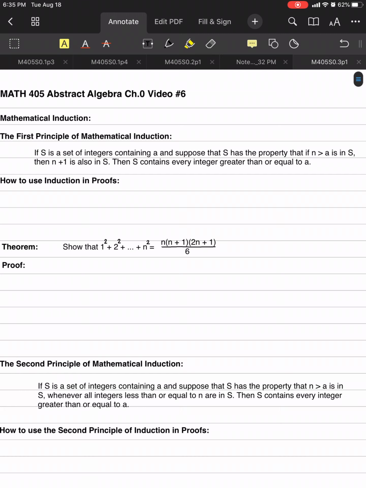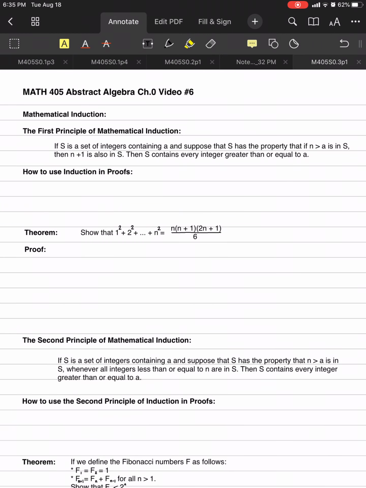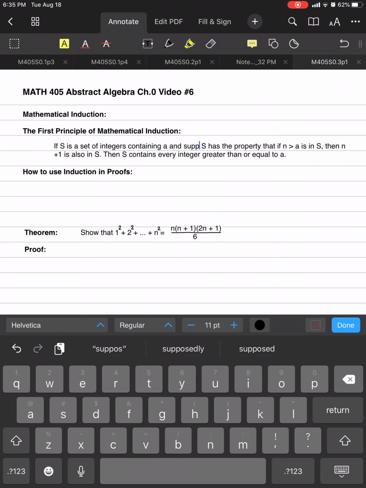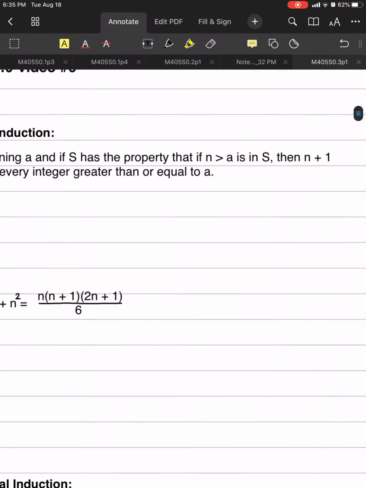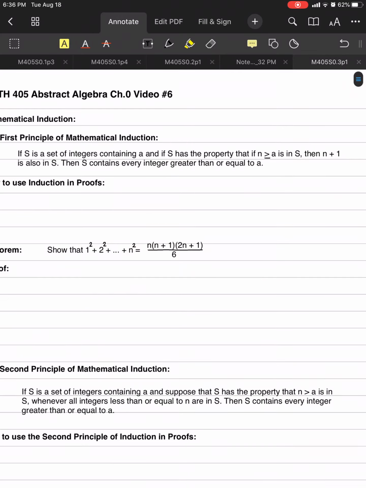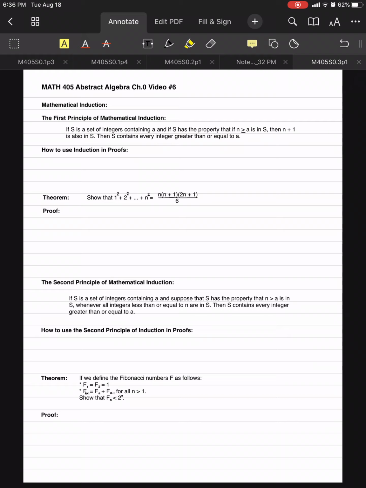If S is a set of integers containing A, and if S has the property that if n greater than or equal to A is in S, then n plus 1 is in S, then S contains every integer greater than or equal to A.